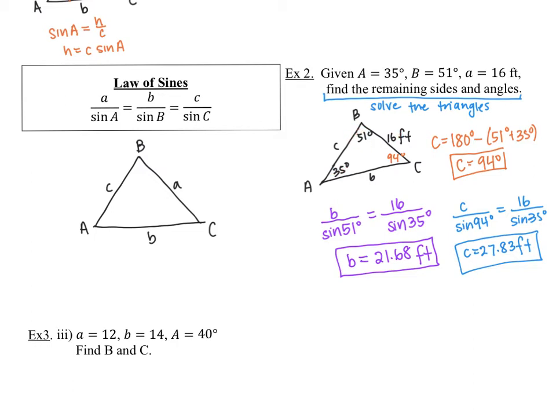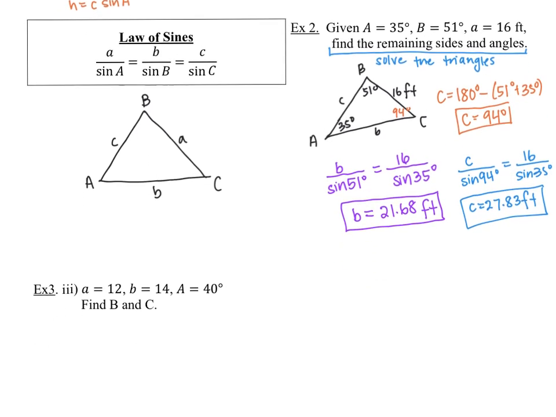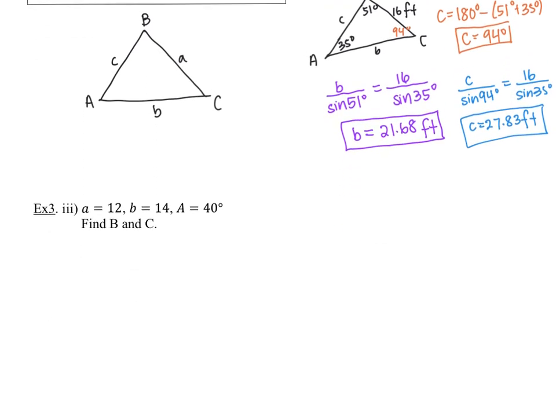The medium angle should be opposite the medium side. 21.68 is the medium side, and the largest angle should be opposite the largest side. So 27.83 feet happened to be the largest side. It doesn't tell me for sure that I did it correctly, but it does help me have an idea. It will help me catch mistakes if there are mistakes.